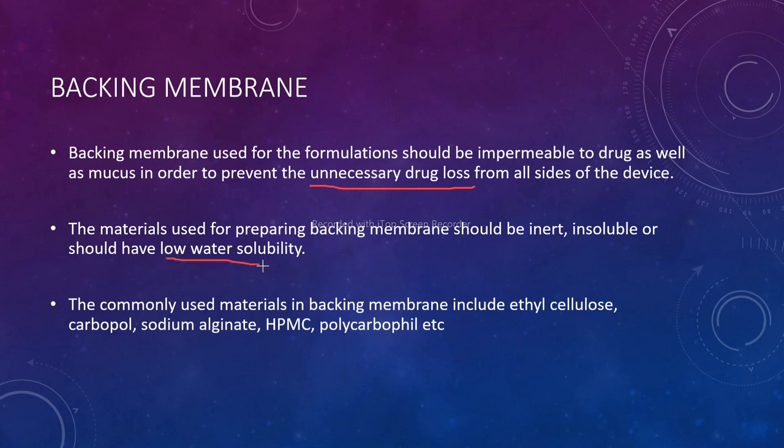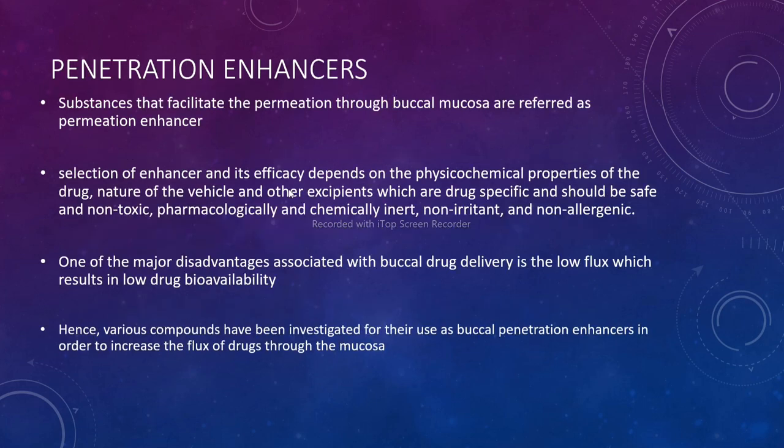The commonly used materials are ethyl cellulose, which is one of the most excellent polymers used for backing membrane, even for transdermal drug cases. Carbopol, sodium alginate, HPMC, HPC have also been used, then polycarbophil. But ethyl cellulose, which I have read about in many articles and have also seen, is an excellent material to use. Then penetration enhancers are important for a drug having low solubility or low permeability.